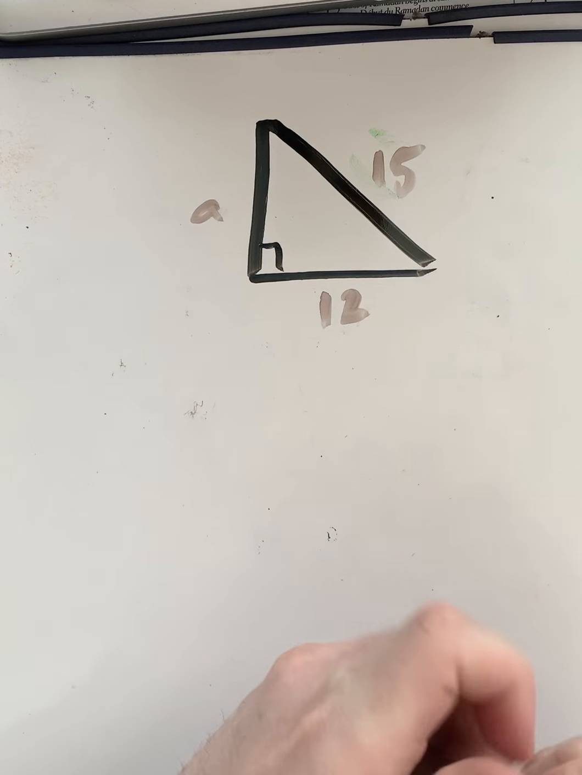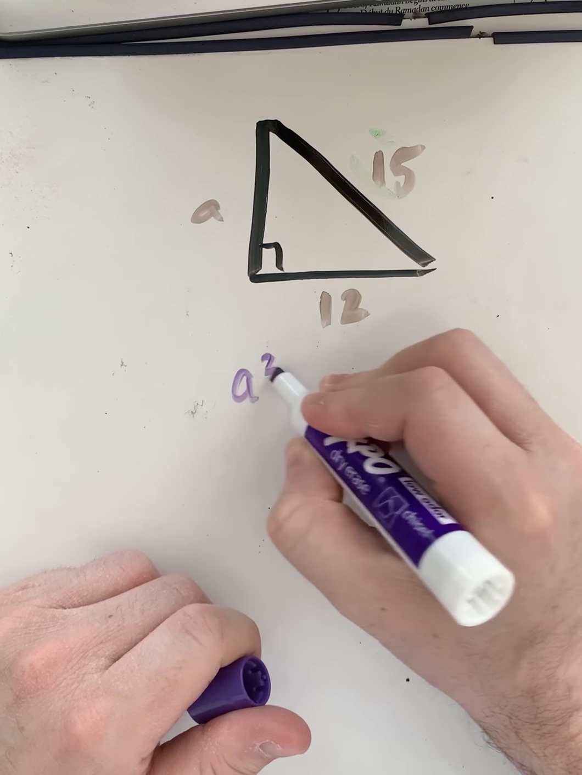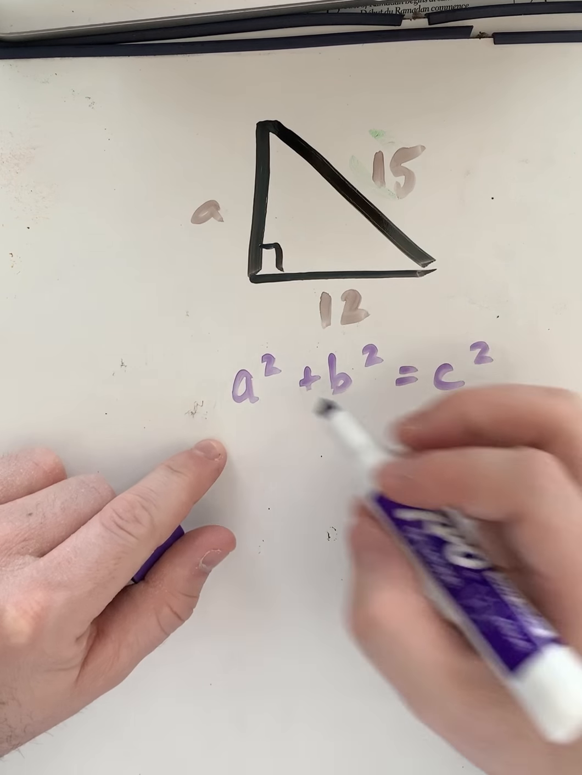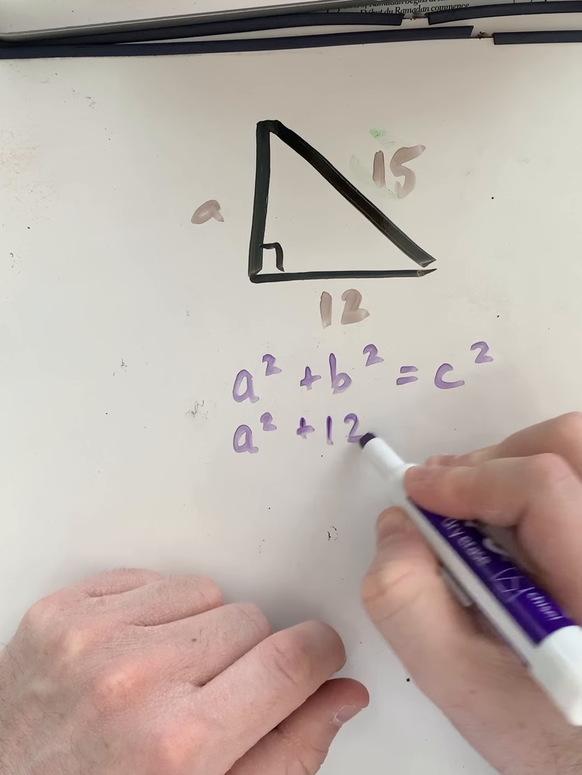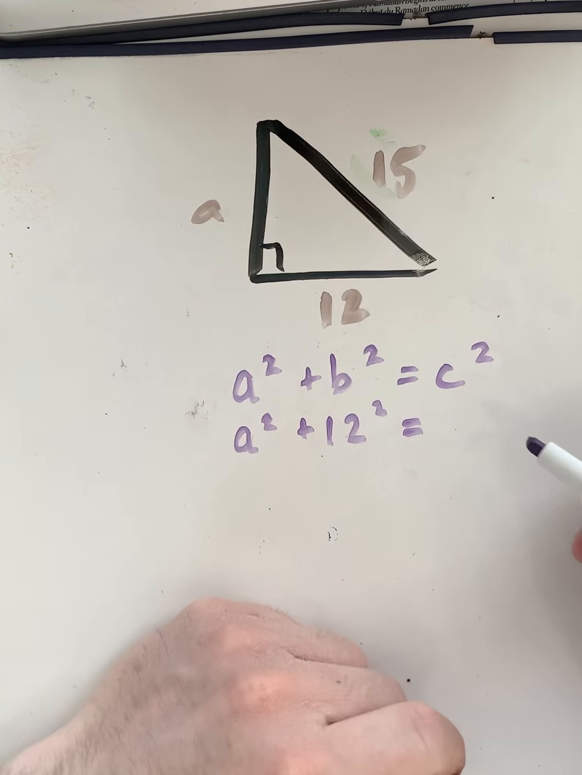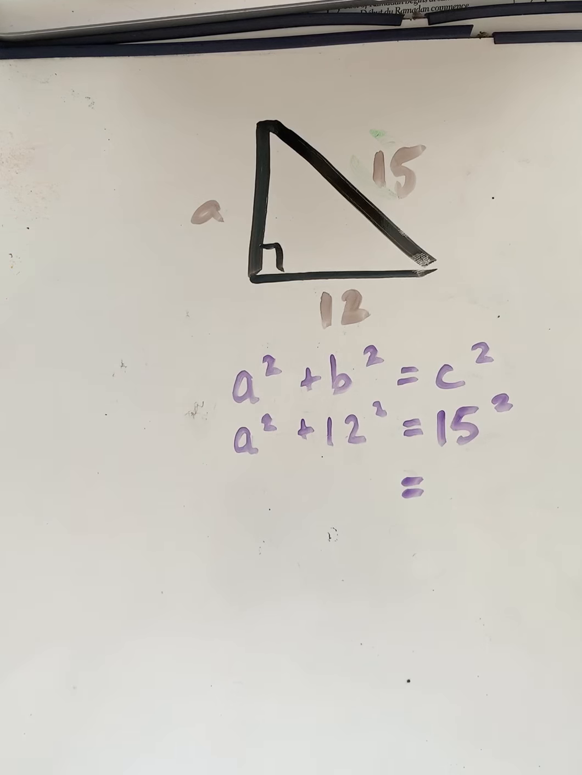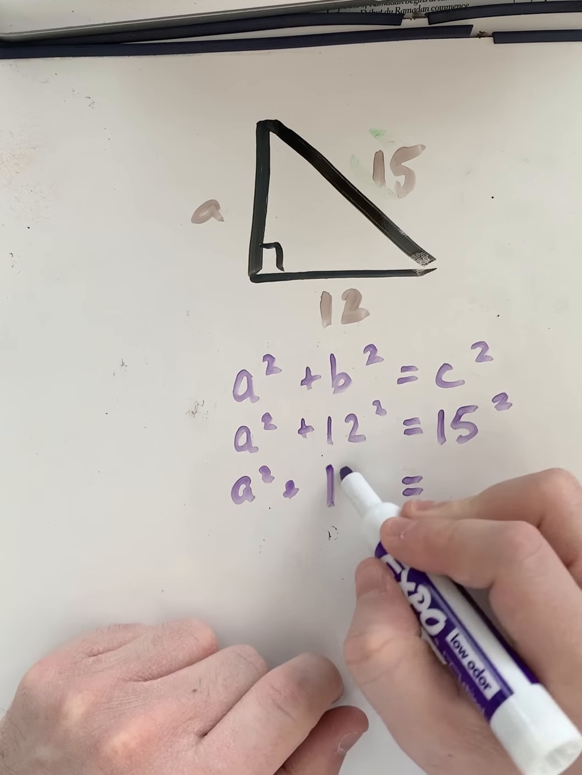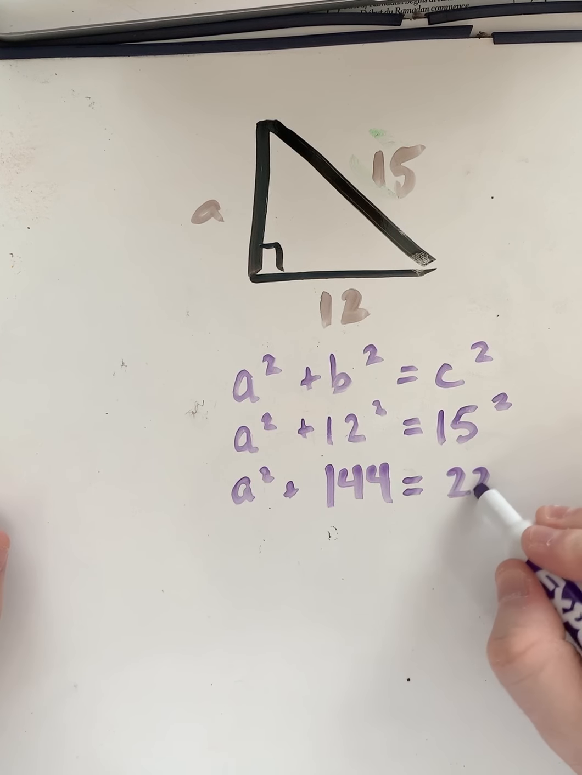So when I put my formula in, I'm going to fill in all the information that I know. So if I know A squared plus B squared equals C squared, I don't know A squared, so I'm going to rewrite that one here, A squared. I do know what B squared is, right? B squared is 12 squared. And C squared is my hypotenuse. I do know my hypotenuse in this case, so I'm going to write down 15 squared. My next line is going to be fleshing out the math. A squared plus 12 times 12 is 144. And 15 times 15 is 225.